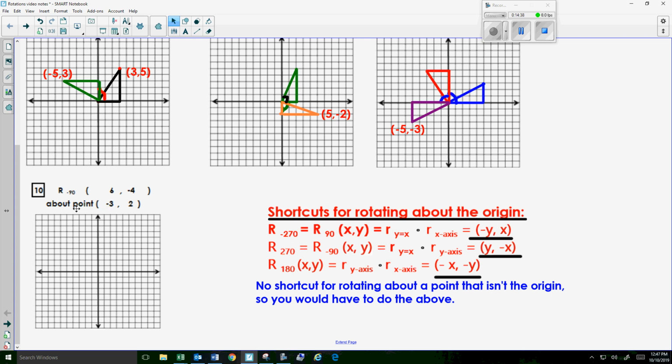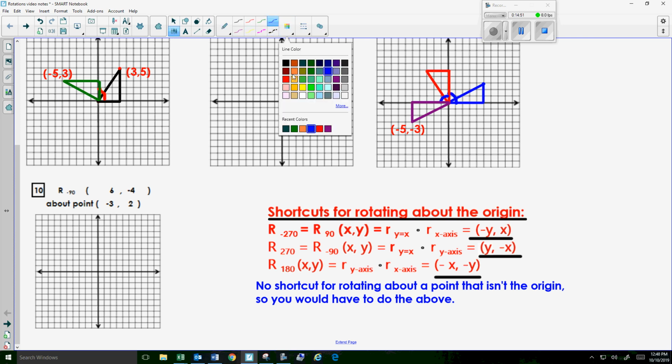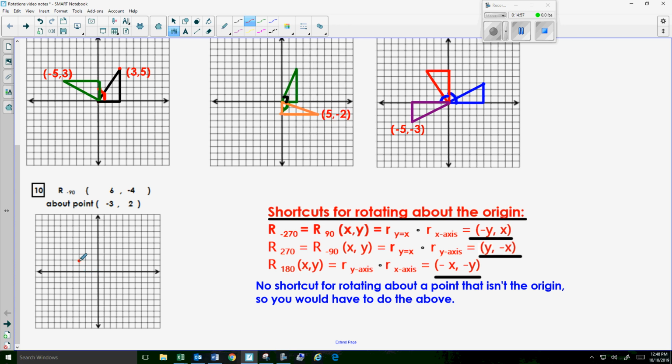Now let's do one that's about a point. It's the same steps that we're doing up here. Remember, you have to do this for this one here. There is no shortcut for doing it about here. So it's negative 3, 2. We'll go with red this time. Negative 3, 2. There's my center of rotation. And rotating point 6, negative 4. 1, 2, 3, 4, 5, 6, 1, 2, 3, 4. Okay?